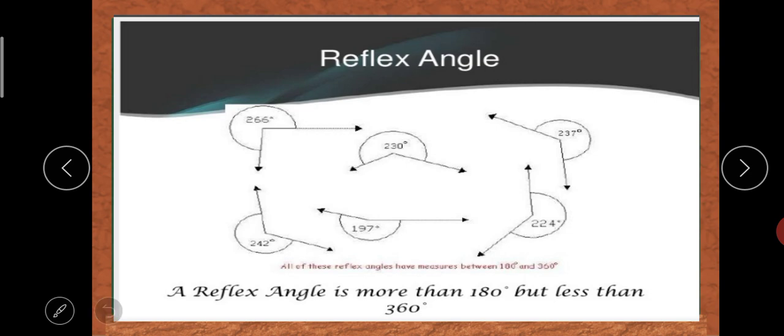Next, about the reflex angle. Now here some examples are given: 266, 230, 237, 224. These all are reflex angles. A reflex angle is one whose measurement is more than 180 but less than 360. Understood? Their measurement is more than 180, which means 181 is a reflex angle and 359 is also a reflex angle.